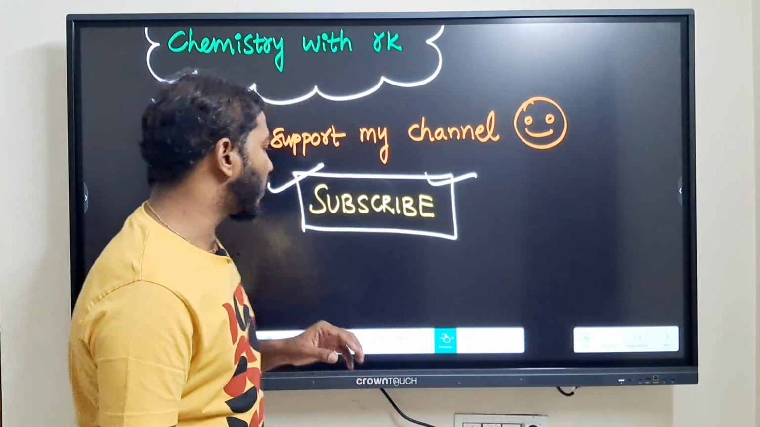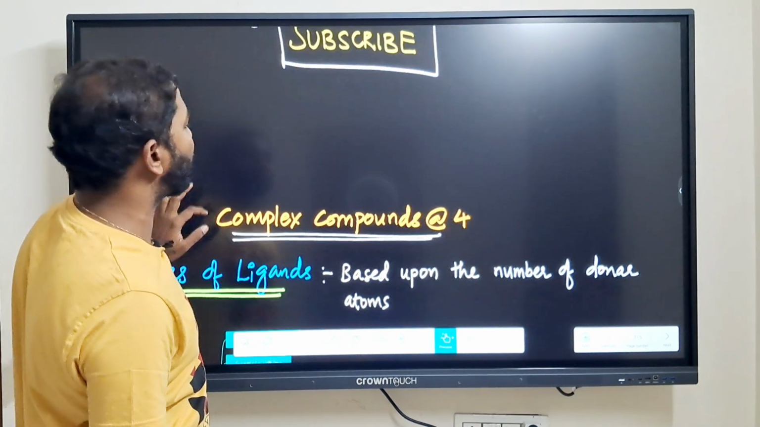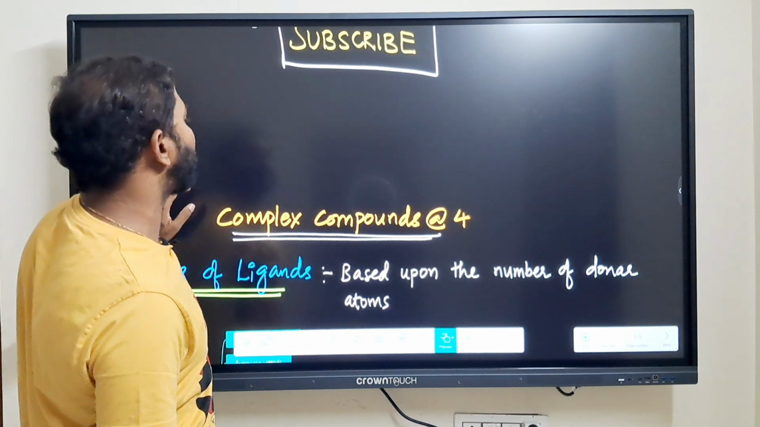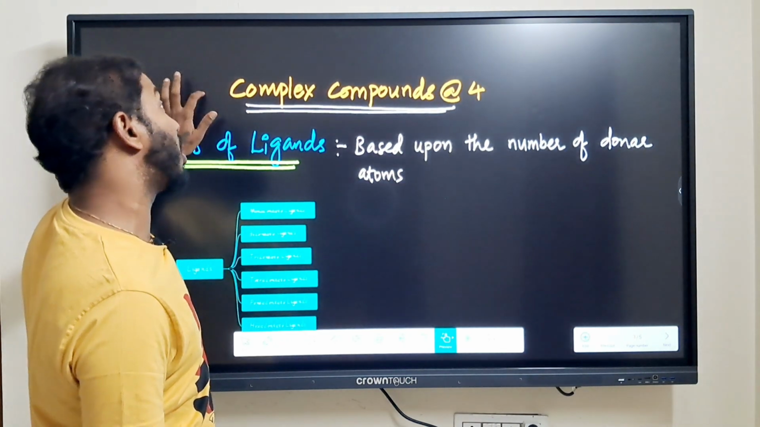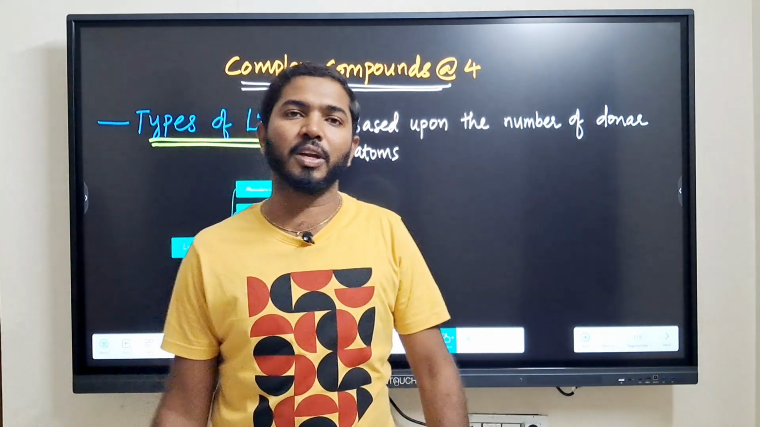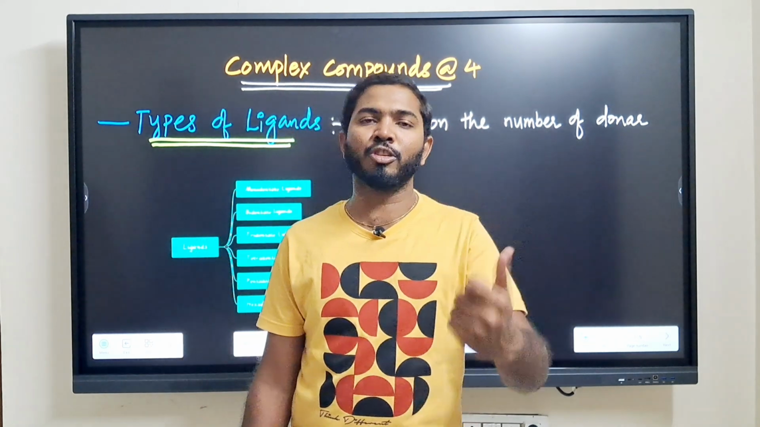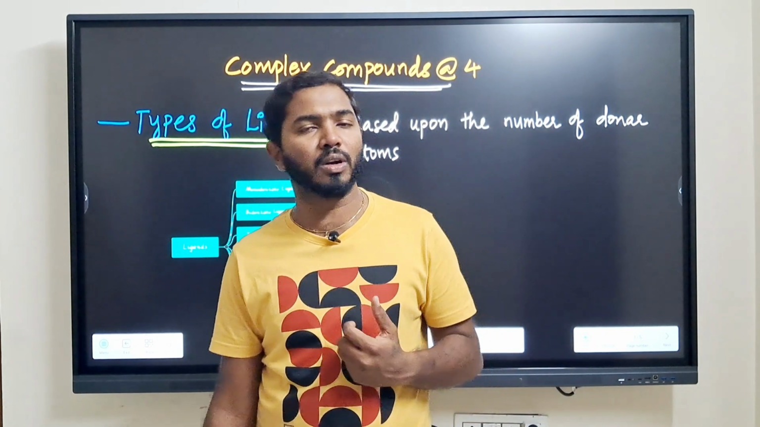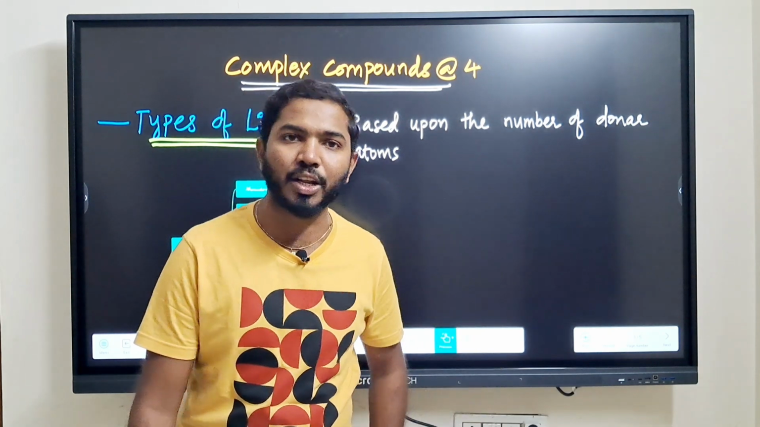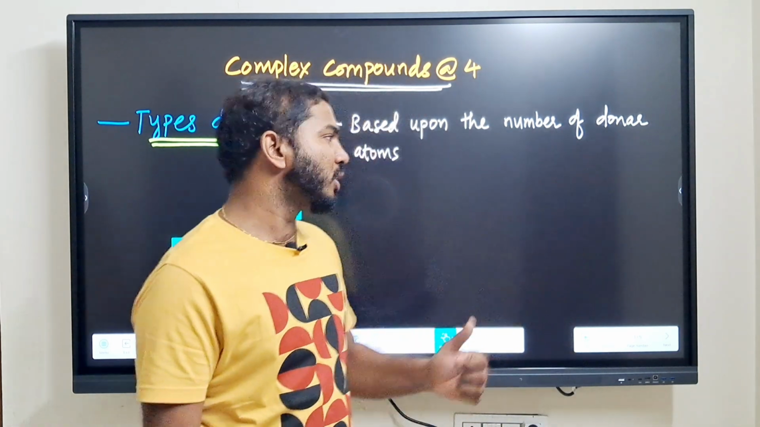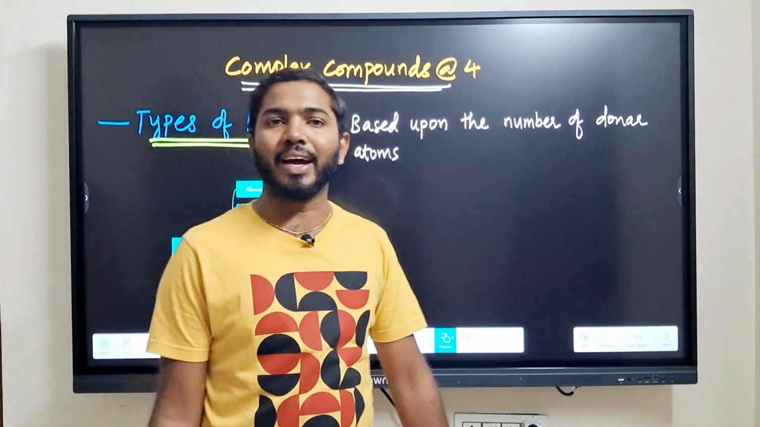Let's move on to our lecture, complex compounds, lecture number 4. In our previous video, we were talking about the classification of complexes based upon certain criteria. We have seen positive complexes, negative complexes and neutral complexes based upon the charge on the coordination sphere. And then the next one is classification of ligands.